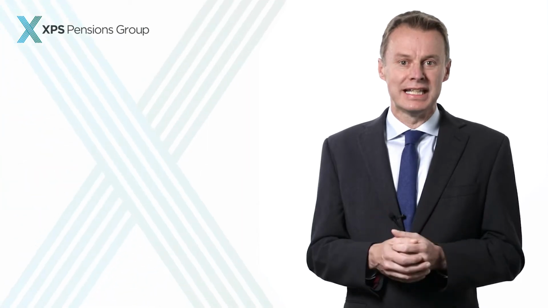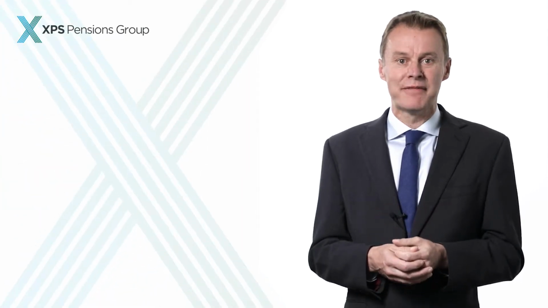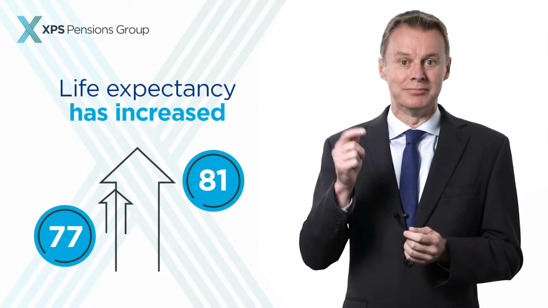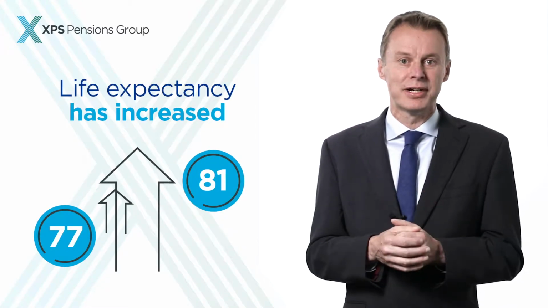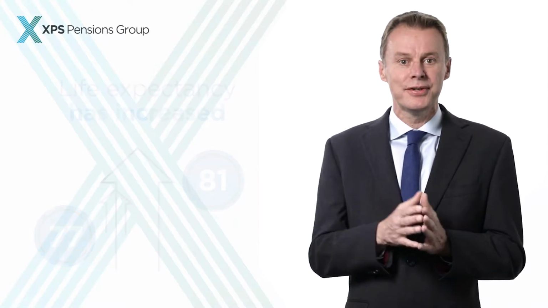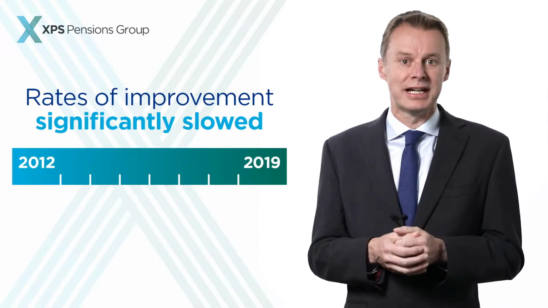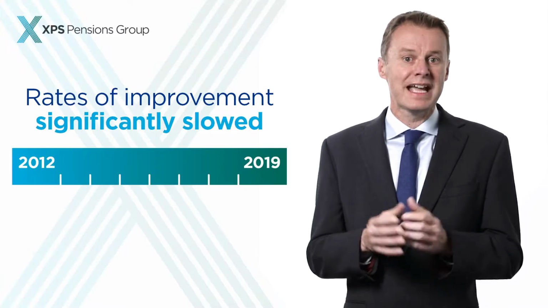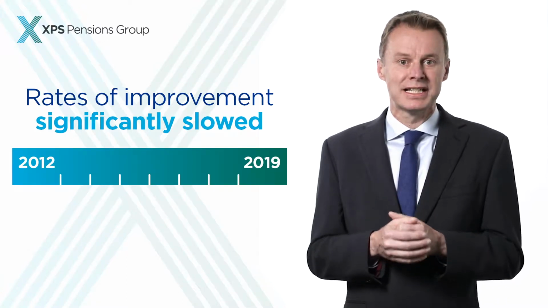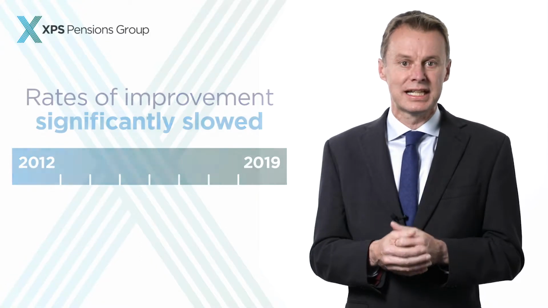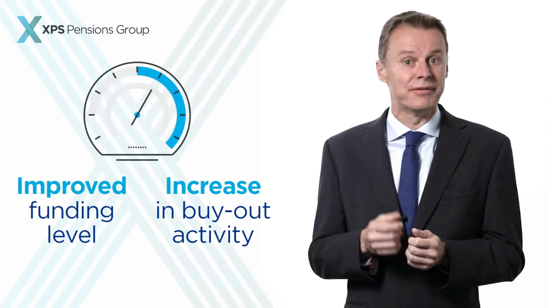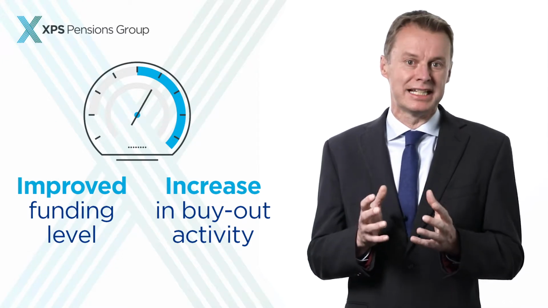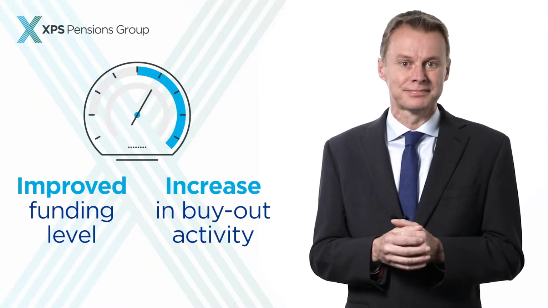Over the last 20 years, the life expectancy for an average person in the UK has increased from 77 to 81. However, this is very much a story of two halves, and from 2012 onwards, the observed rates of improvement have significantly slowed. The effect of this is that as updates to longevity forecasts are released, a typical pension scheme funding level will have improved. And alongside this, there has been an unprecedented increase in buyout activity.